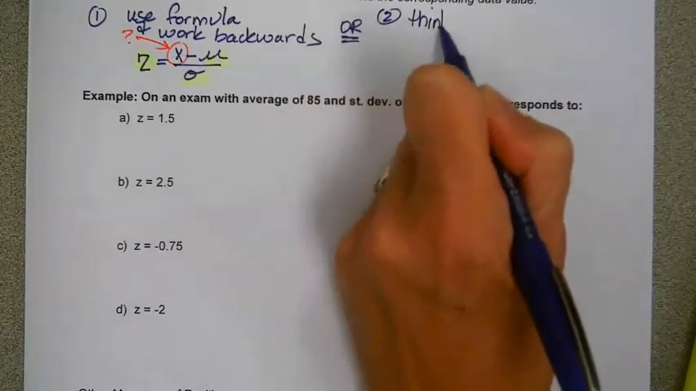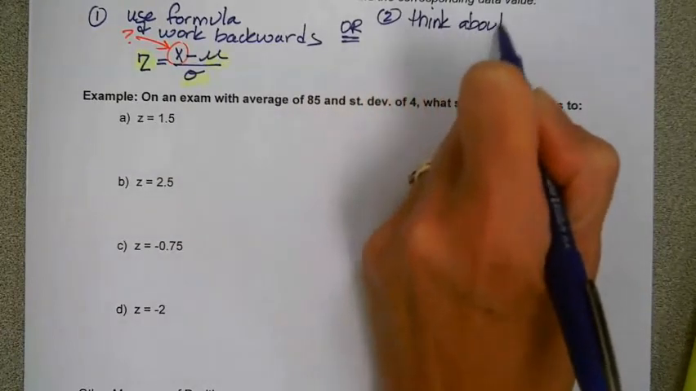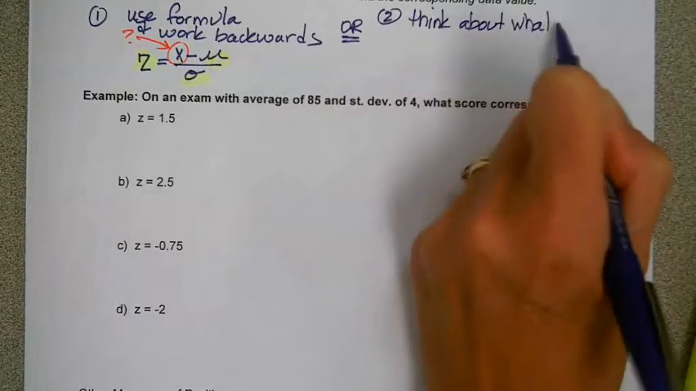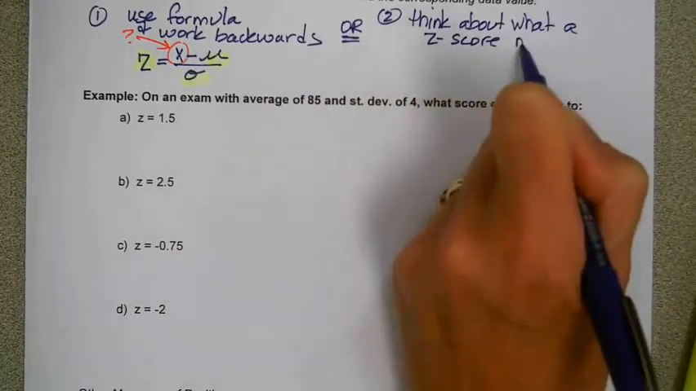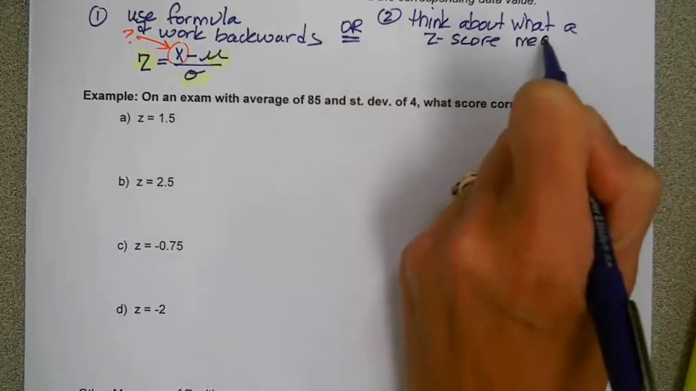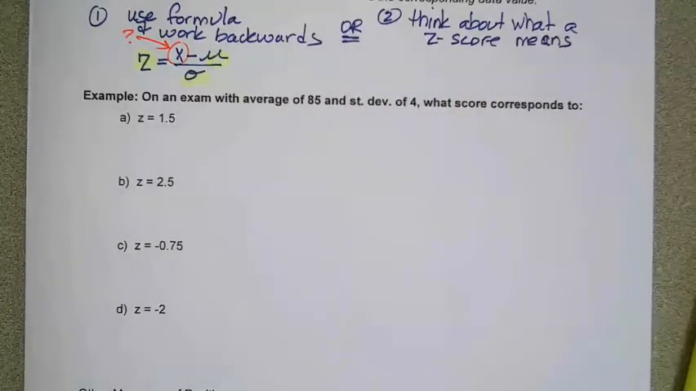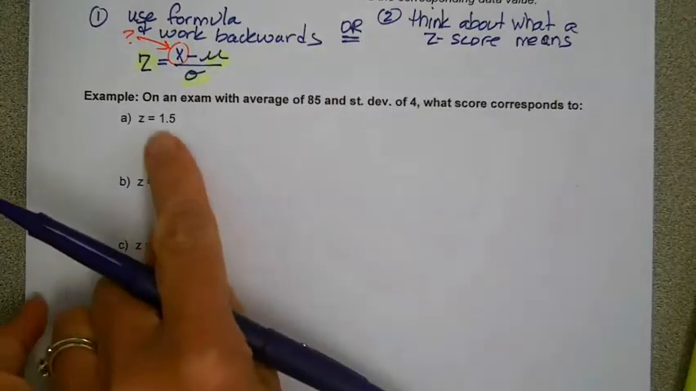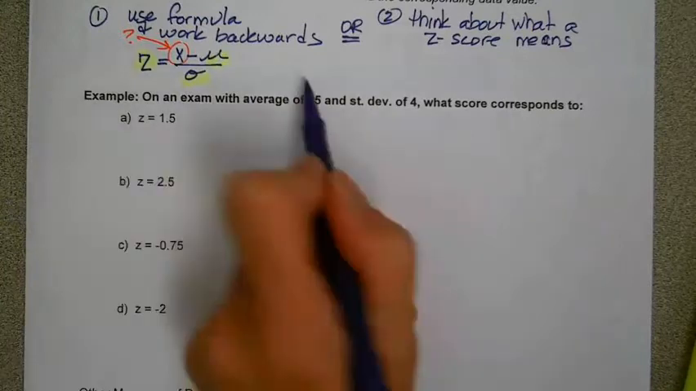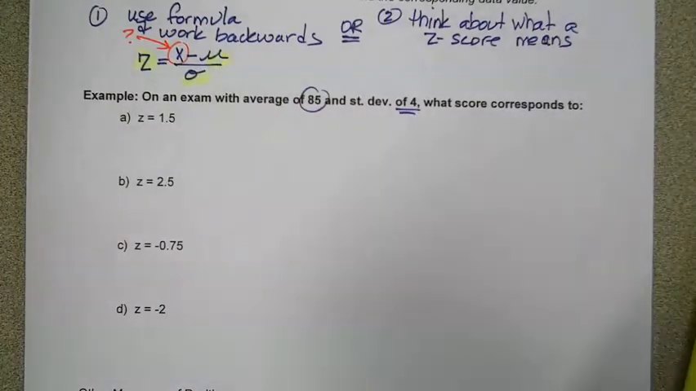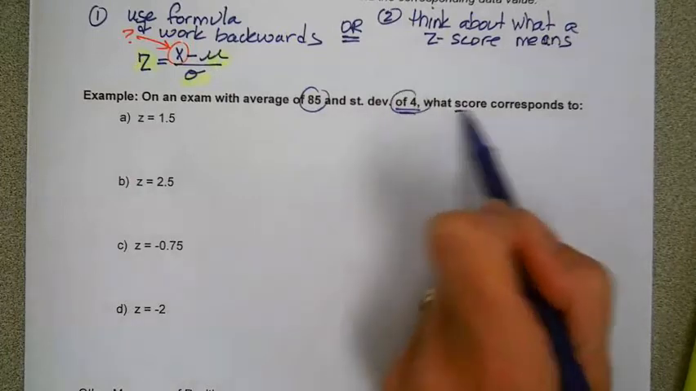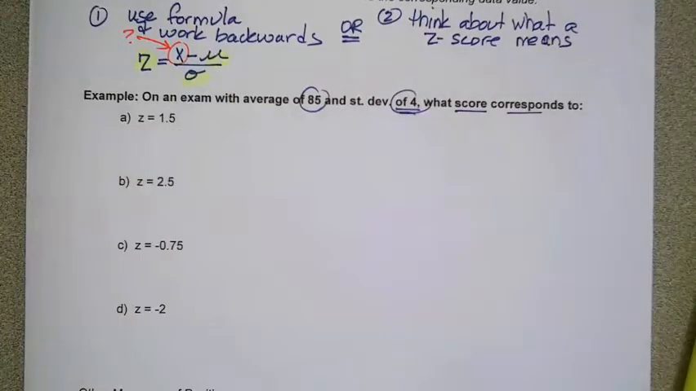So if you think about what a z-score means, you can kind of work your way through these, and I'll show you what I mean, and you kind of come up with your own formula. So let's look at this first one. We have a z-score of 1.5 on an exam with an average of 85 and a standard deviation of 4. And we want to know what score corresponds to 1.5.